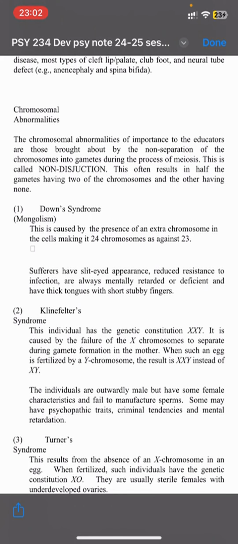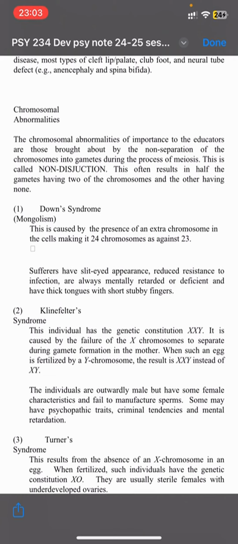Chromosomal abnormalities. The chromosomal abnormalities of importance to educators are those brought about by the non-separation of the chromosomes into gametes during the process of meiosis. So, the chromosomes that didn't separate, I'm just repeating what they said in different English. This is called non-disjunction. This often results in half of the gametes having 2 of the chromosomes and the other having none.